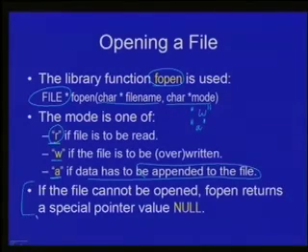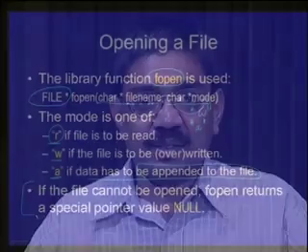So if for whatever reason the file cannot be opened, for example, we are trying to open it for reading and the file does not exist, or if we are trying to open the file for writing and we don't have permissions to write to the file, or maybe the file does not exist and we don't have permission to create the file, and so on, or maybe we are trying to read the file and we don't have permission to read the file.